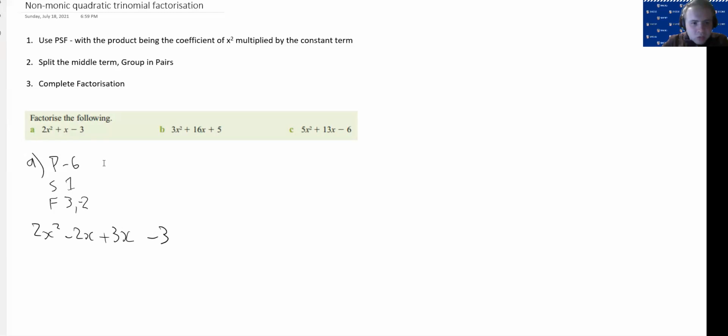Now, what we've done here is we haven't actually changed the question because we know that minus 2x and plus 3x just equals plus x. So we haven't changed the question.